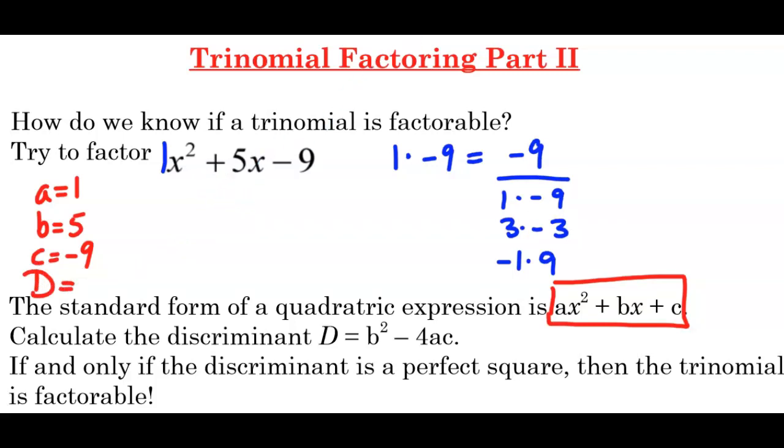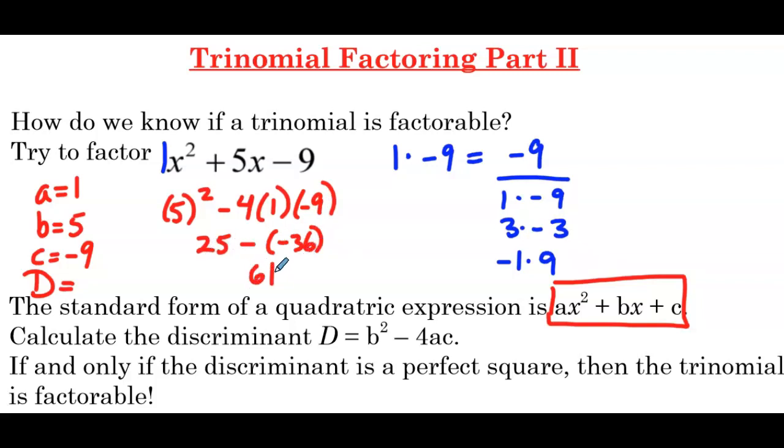So in order to do that, we're going to do b squared minus 4ac. Okay, so b is 5 squared minus 4 times a times c. So this is going to be 25 minus 4 times 1 times negative 9, which is negative 36. So we get 25 plus 36, which is 61. So the discriminant is 61. Well, if we know our perfect squares, 61 is not a perfect square. So not a PS, perfect square, I'll abbreviate. So that tells us that our quadratic is not factorable.